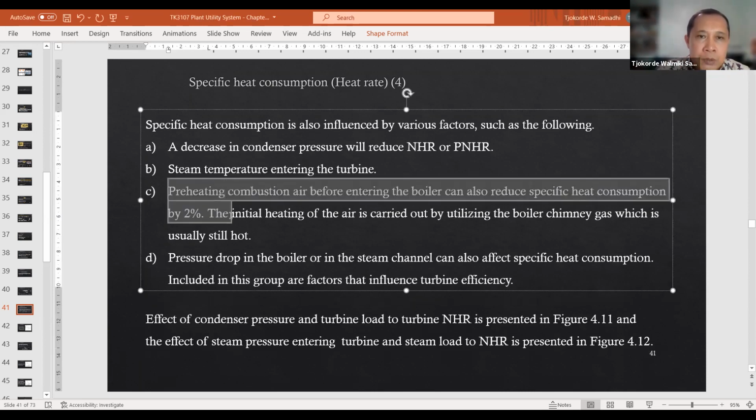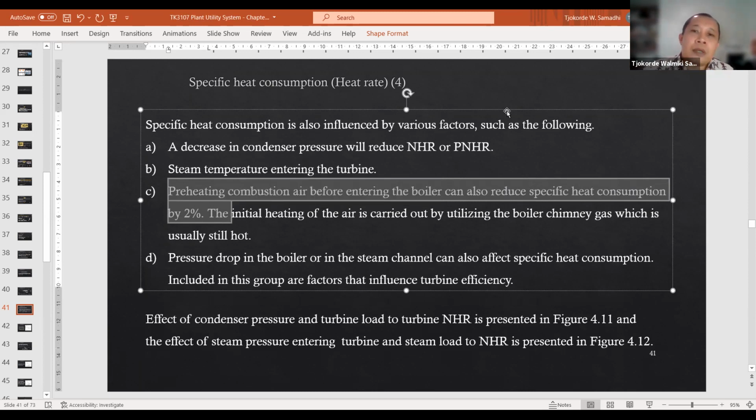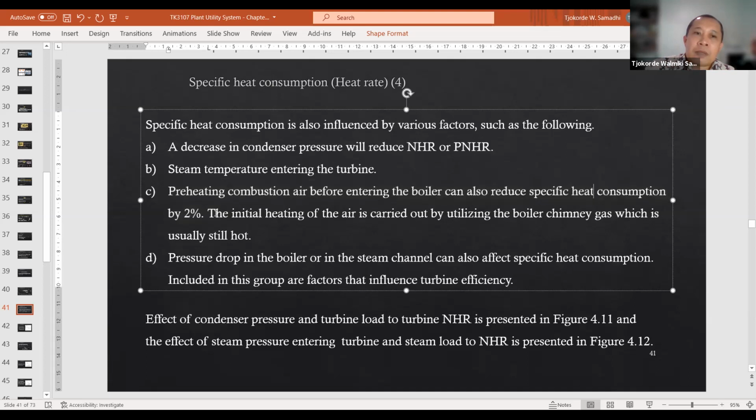Preheating combustion air is a very common way to improve the thermal efficiency of boilers and steam generation systems. The way this is practiced in the industry is by the use of what is called an economizer. If you remember our discussion on boilers, an economizer is a heat exchanger whose purpose is to preheat the combustion air before entering the boiler. That can reduce specific heat consumption by 2%.